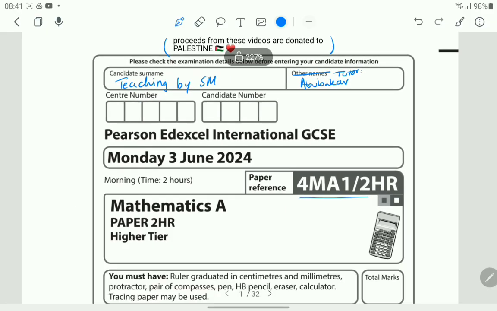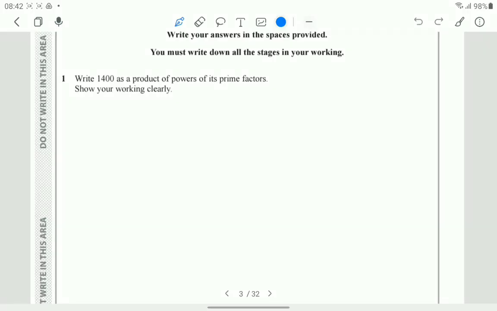I'm your tutor Abu Bakr, and today we are going to be solving the Pearson Edexcel International GCSE exam, paper reference MA 1/2 HR. So let's begin. The question asks us, write 1400 as a product of its prime factors. Show your working clearly. In order to solve this, we will keep dividing 1400 by its prime factors.